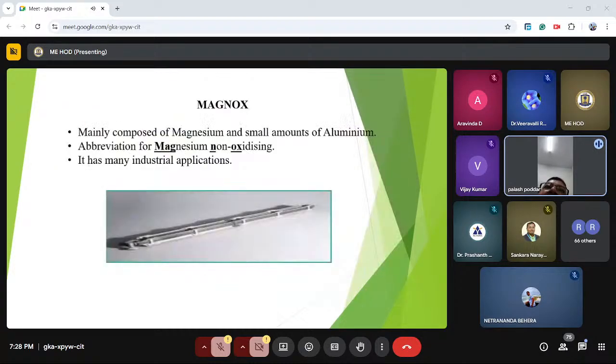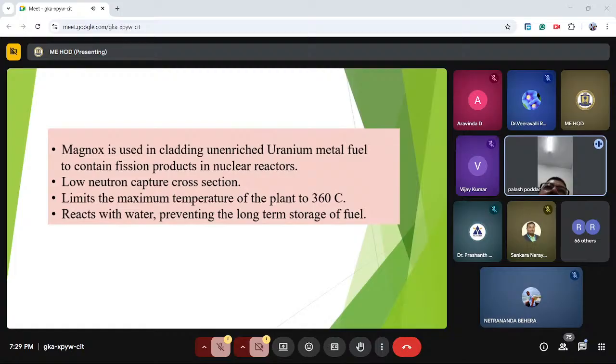Then another interesting alloy is Magnox, mainly composed of magnesium and a small amount of aluminum. The abbreviation: M for magnesium, N for non, and Ox for oxidizing. The first letters of these three give Magnox. It has many industrial applications. Magnox is used in cladding unenriched uranium metal fuel to contain fission products in nuclear reactors. It has a low neutron capture cross section, limits the maximum temperature of the plant to 360 degrees centigrade, and reacts with water, preventing the long-term storage of fuel.